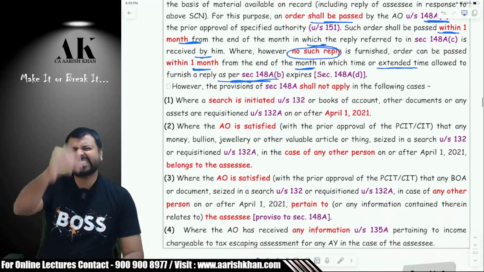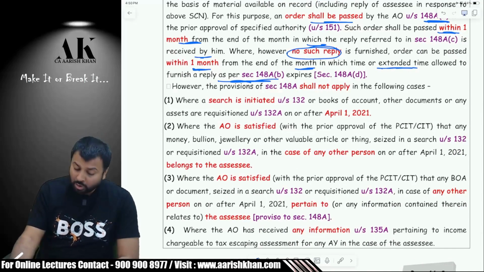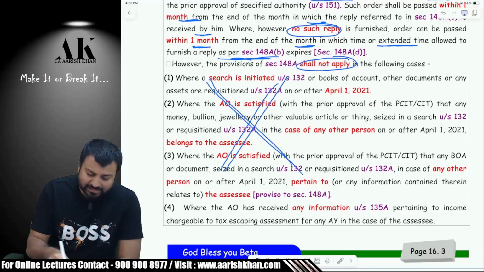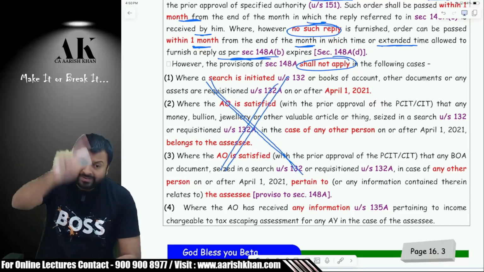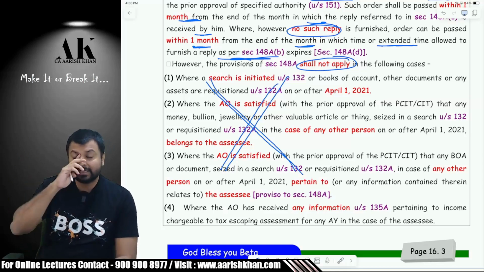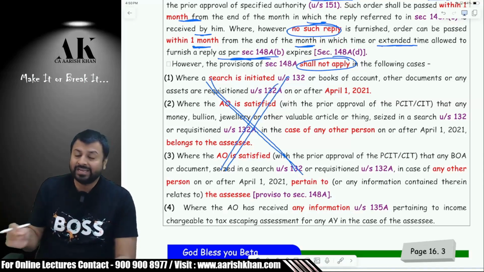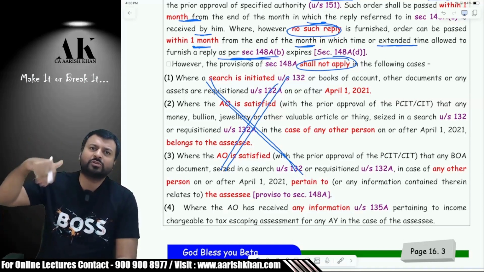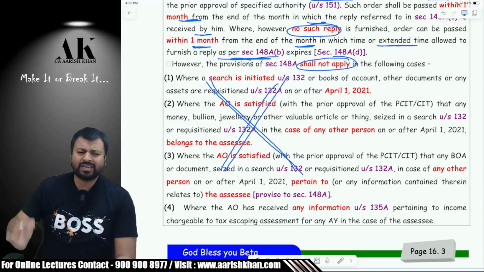Sir, is it necessary to conduct inquiry always? No. In some cases, the inquiry is also not necessary. Like in search cases, inquiry is not necessary. In search cases, inquiry is not required. And in search cases, there is no need to prove also that the AO has information. The AO can directly send 148.